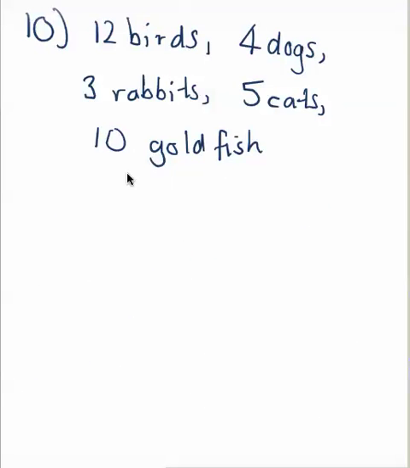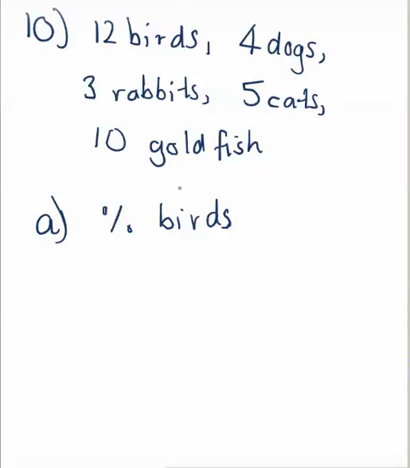Now, question 10 tells us that Brian has 12 birds, 4 dogs, 3 rabbits, 5 cats, 10 goldfish. And then question 10 asks us, what percentage of his pets are birds? So what percentage of his pets are birds?